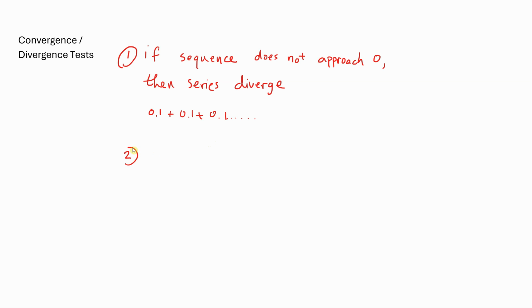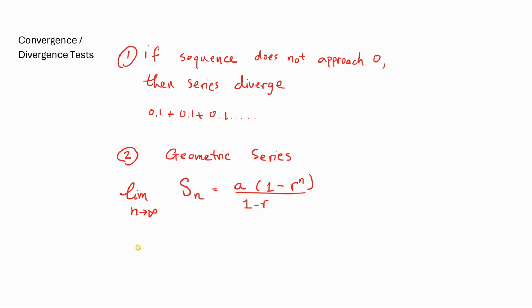Okay? Rule 2: for geometric series, we can tell this really quickly. Remember that the infinite sum of a geometric series is equal to a, the first term, times 1 minus r to the n, all of this over 1 minus r. So when we take this limit as n approaches infinity, there are two scenarios that we can consider. If r is a proper fraction, and it's okay for it to be negative, so if r is between -1 and +1, then the series will converge, as we saw above.